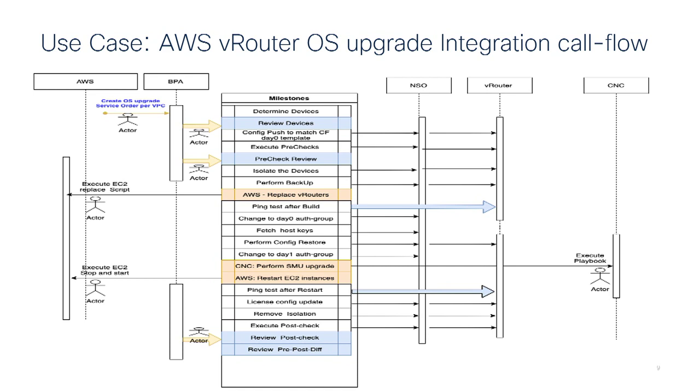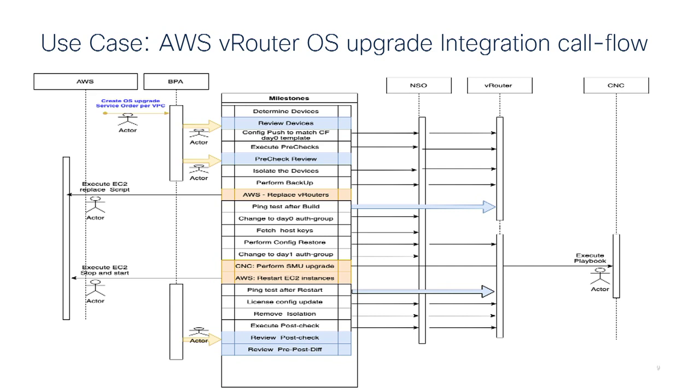We change to the day 1 auth group, because as soon as we restore the config, the device will talk to the TACACS servers and ICE, and that's where we need to change the auth group. After we change the auth group, depending on the requirements, if there is a need for a smooth upgrade, we invoke the CNC playbook. Right here, we invoke the CNC playbook to trigger the smooth upgrade playbook.